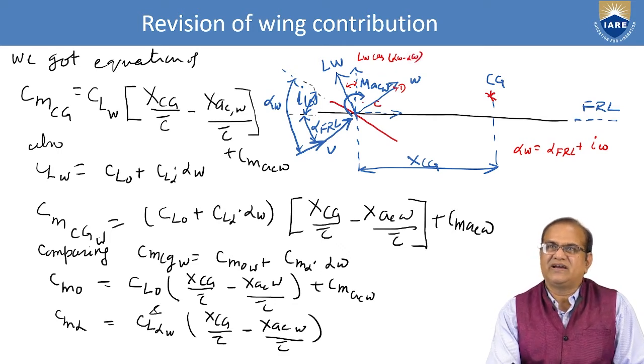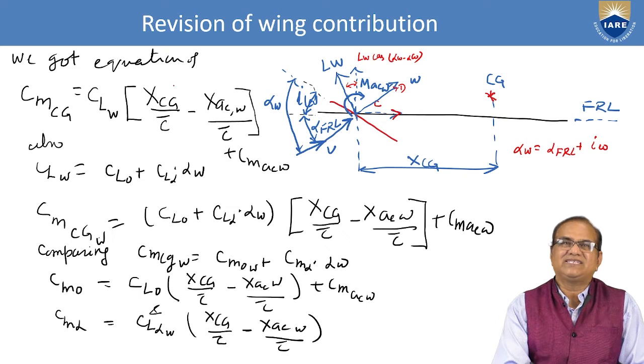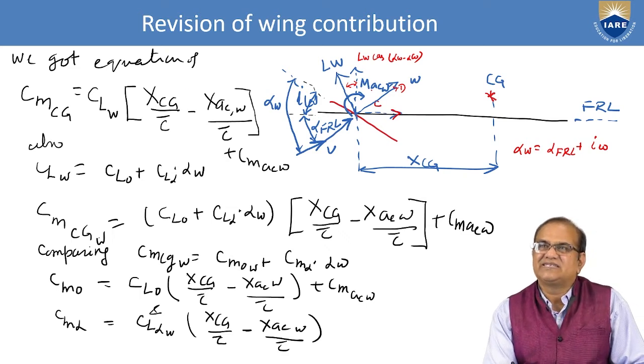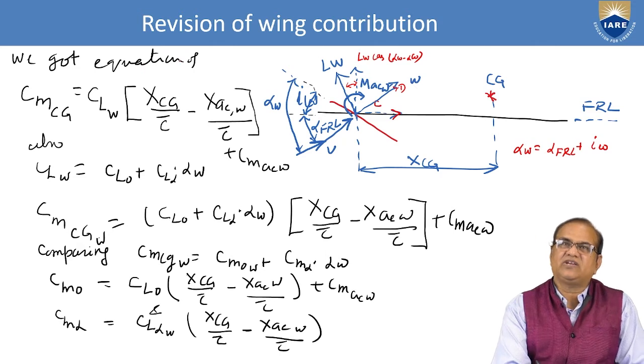In the same way, this is the horizontal drag here. So this will be D cos (alpha W minus IW). So like this we have to resolve, and we can see here that the CMAC of the wing is also included. So now we got the equation.